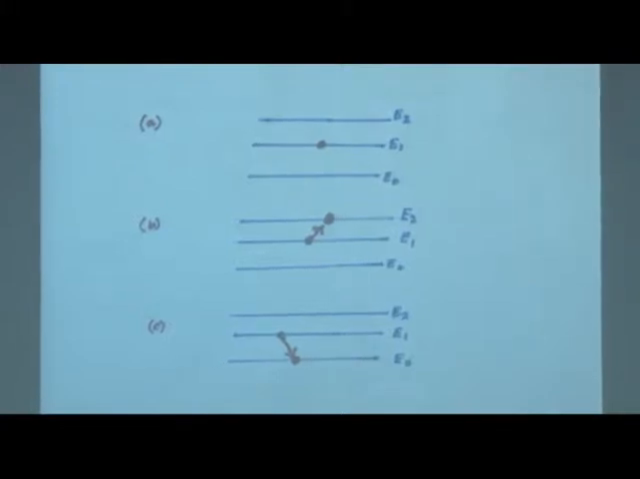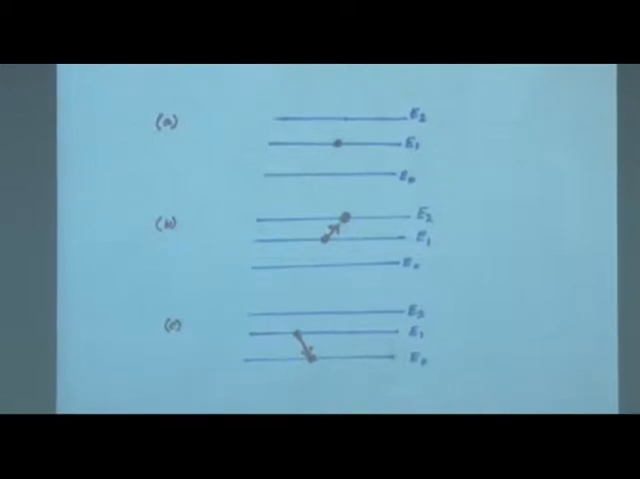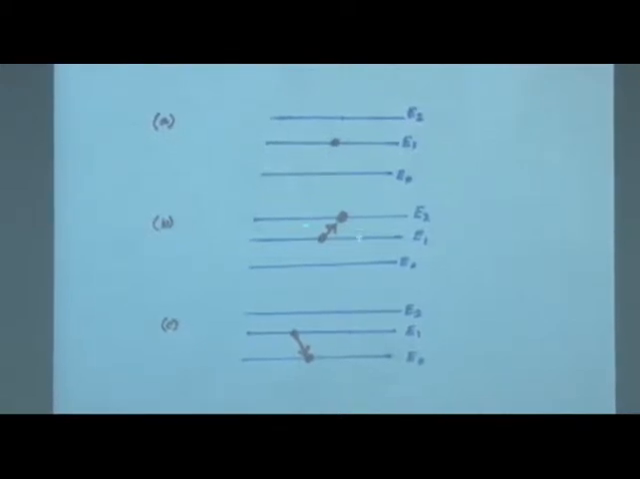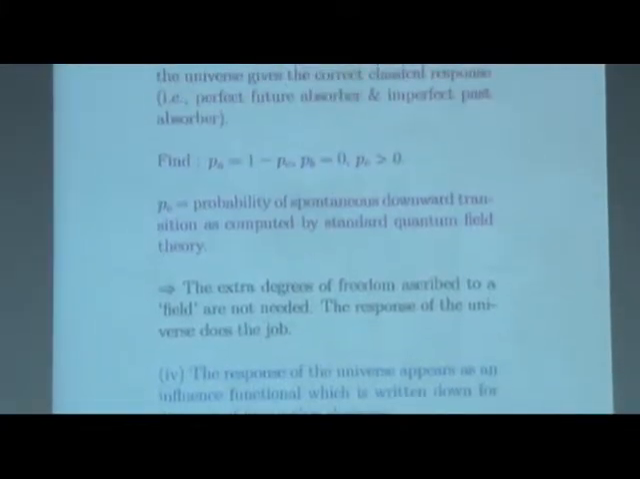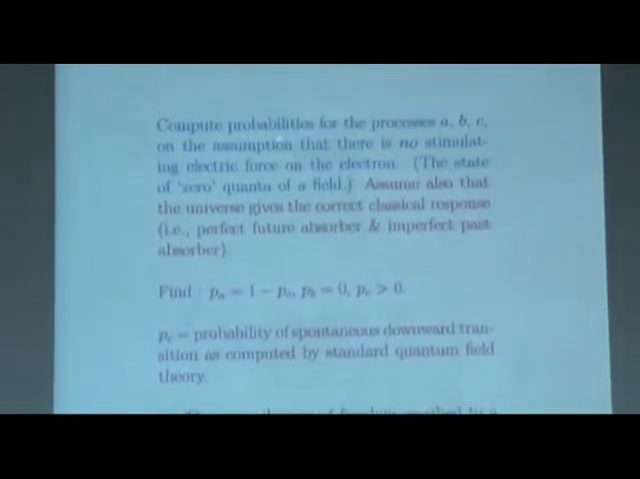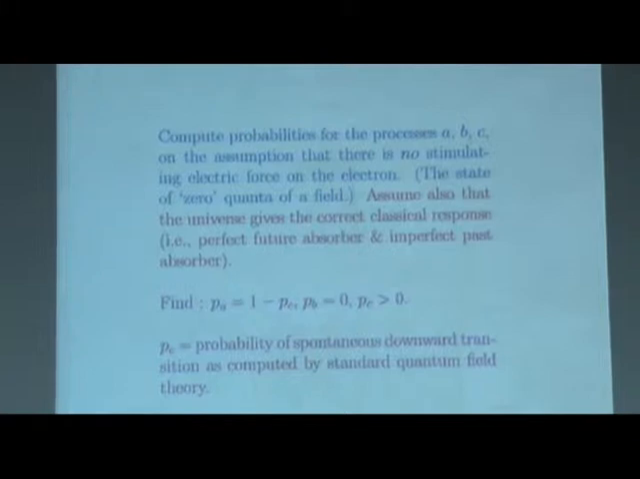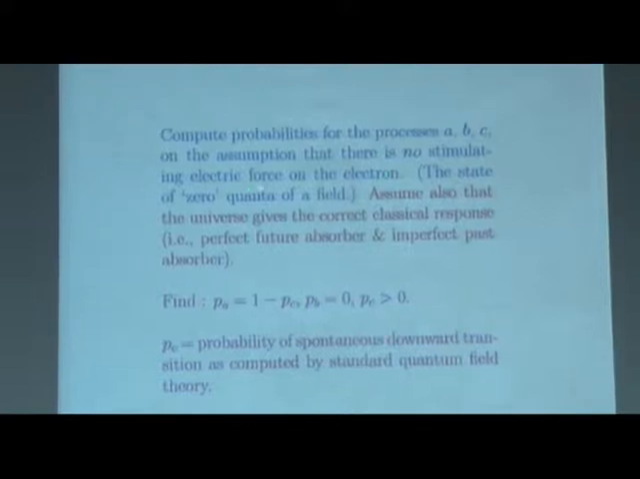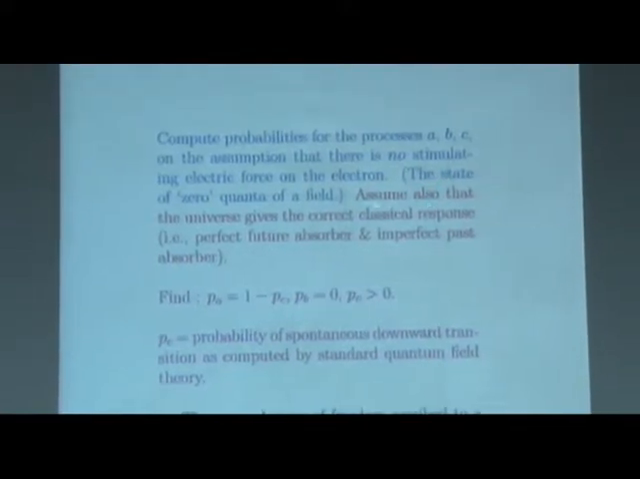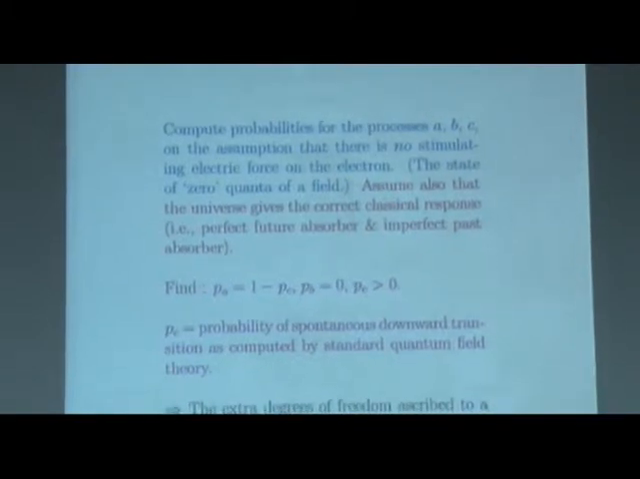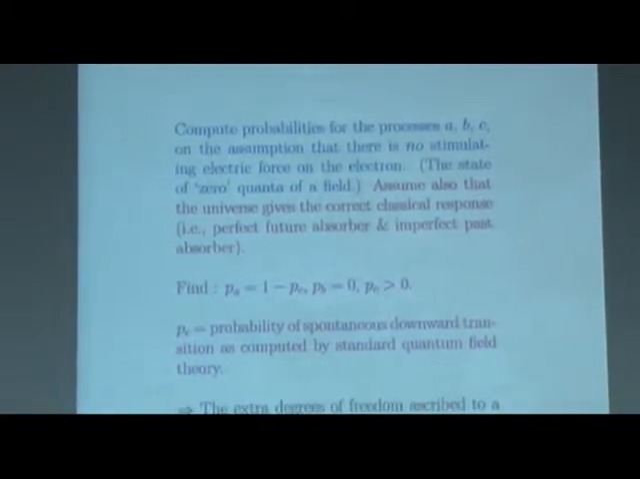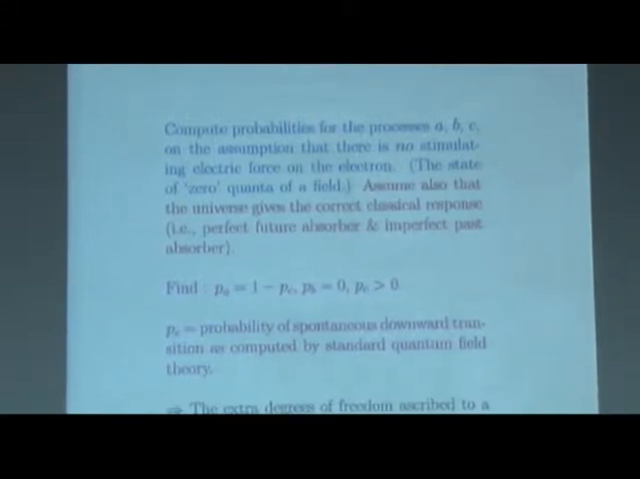The question is, what is the physics of quantum theory telling it to do? This is what we want to work out. One could compute probabilities for the processes A, B, C, which I had outlined here: stay where you are, go up or go down, on the assumption that there is no stimulating electric field on the electron. Now, we are talking of spontaneous transition of an electron down. Let me come to that first.